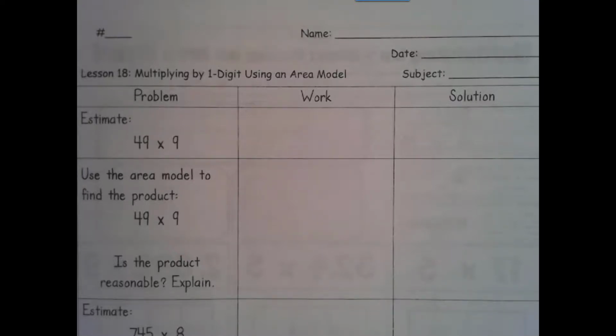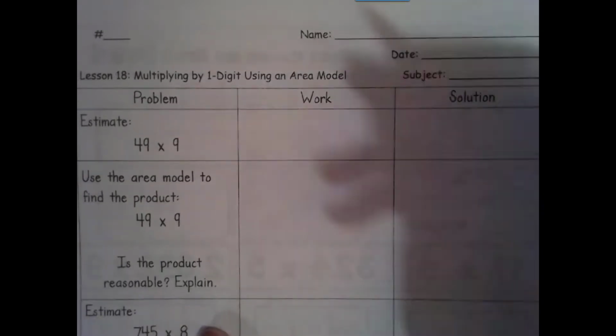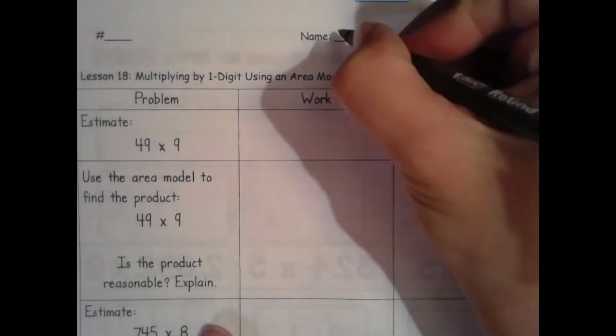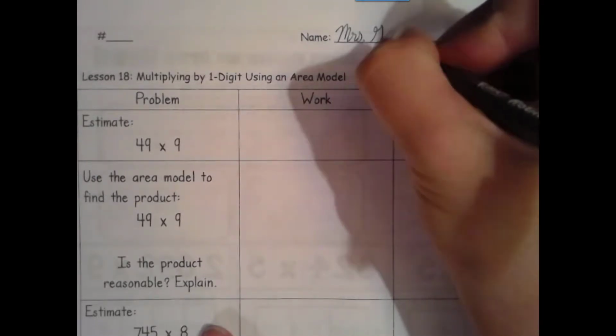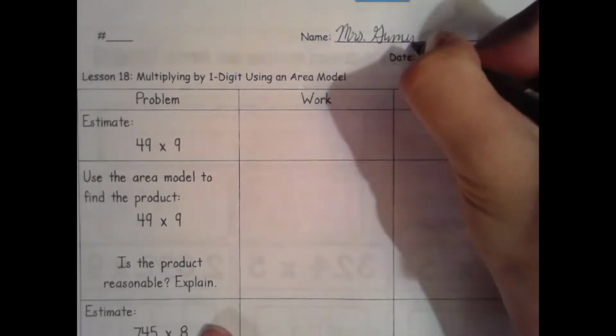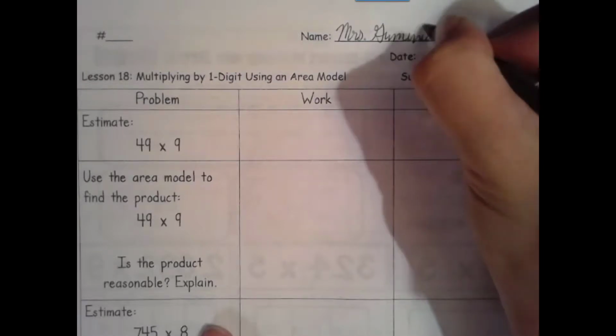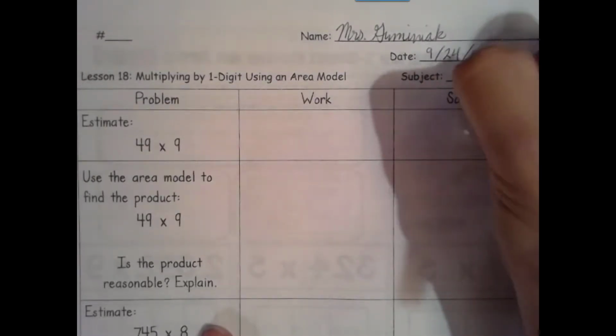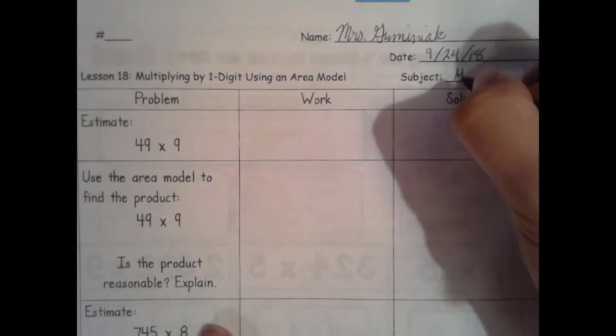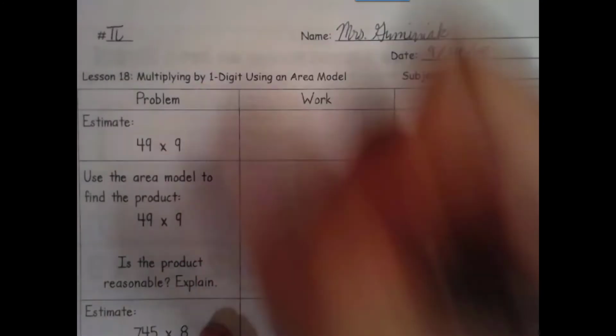Welcome to part 2 of lesson 18. First thing we need to do is put on our heading: name, number, date, first and last in cursive. Remember to put on the date that you're working on the notes. Our subject is math. My number is pi.